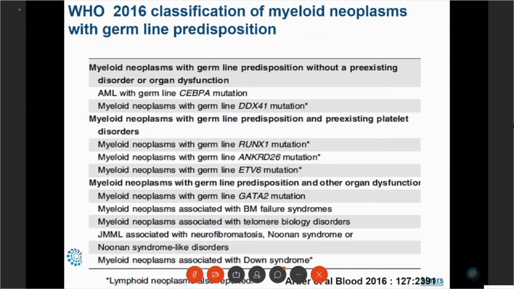Another important contribution of the molecular studies in MDS is the fact that we can identify inherited predisposition. And the WHO classification of myeloid neoplasms included germline predisposition and included the myeloid neoplasms that can be recognized by these specific molecular abnormalities.